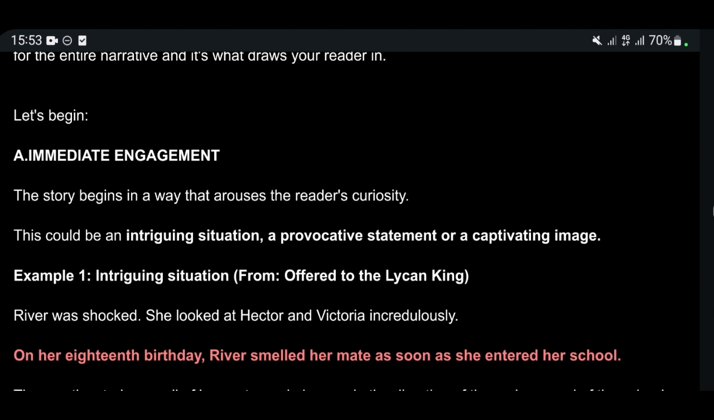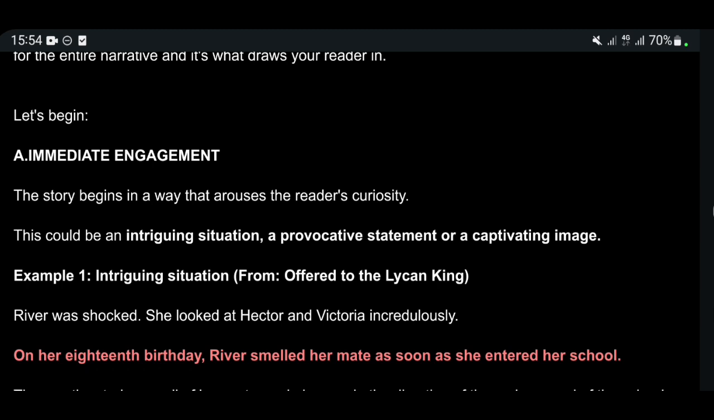What does immediate engagement mean? The story begins in a way that arouses the reader's curiosity. The curiosity of your reader is going to be aroused because your opening is an immediate engagement. We are going to be looking at it in three categories. We have the intriguing situation, a provocative statement, or a captivating image.